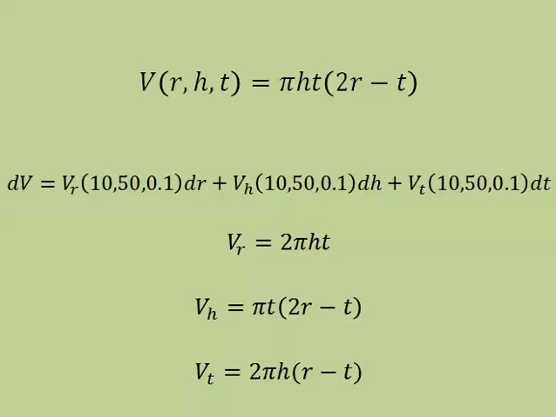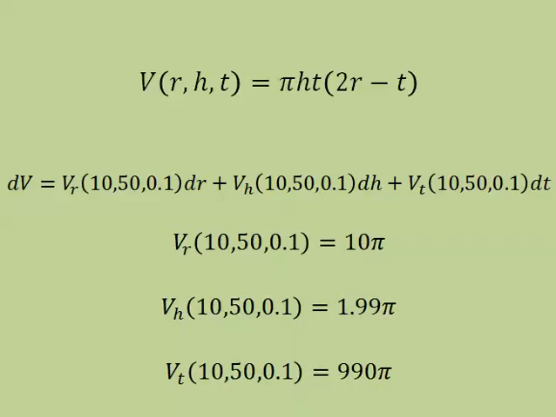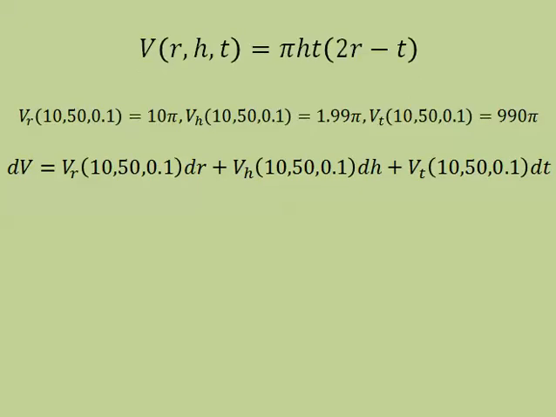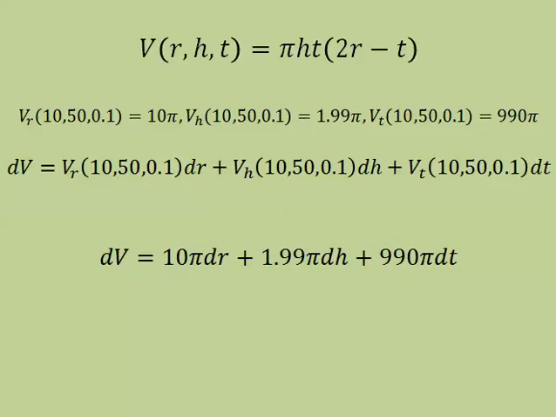Now evaluate the partials with our radius of 10 centimeters, our height of 50 centimeters, and our thickness of 0.1 centimeters. And check your work. Put the values that you have found into the dV equation. And this is what you should get.